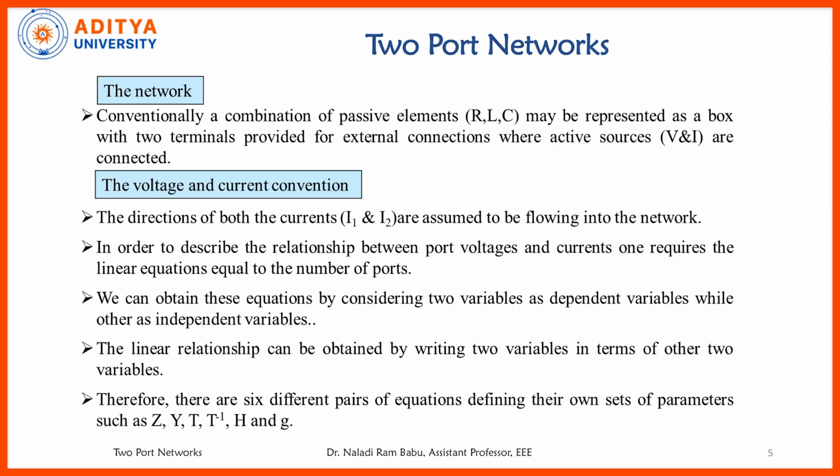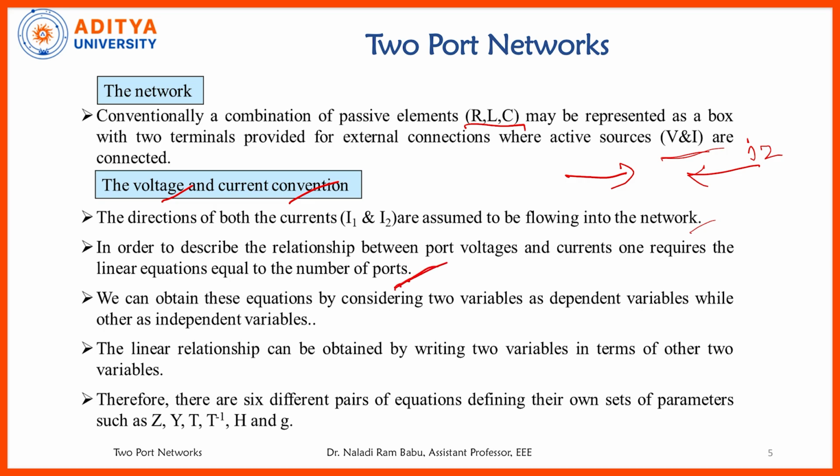First, what is meant by a network? As I have stated earlier, a network is a combination of the passive elements R, L and C, connected by external connections with active sources, that is voltage and current sources. Here we use the voltage and current convention, where the directions of both currents I1 and I2 are flowing into the network. The voltages and currents require linear equations.